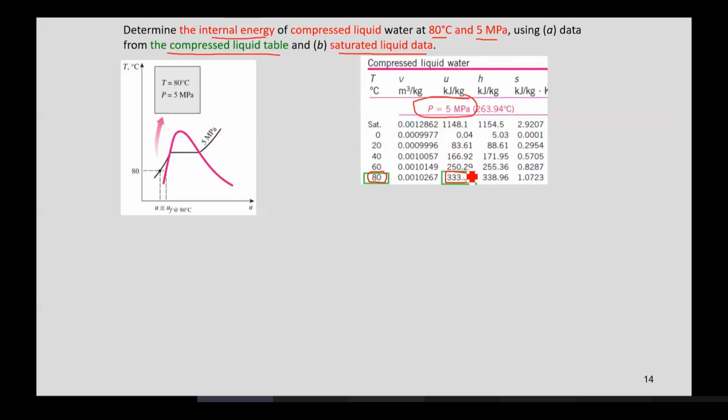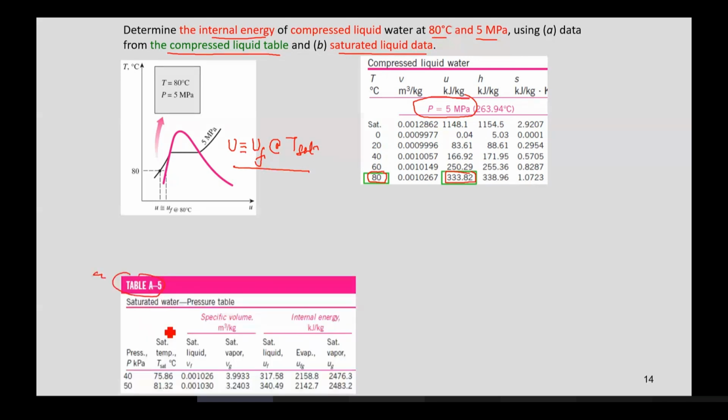Then moving on, if you have to use the approximation, now the approximation is that u is essentially approximated as uf at the saturation temperature. So your temperature is 80 degrees centigrade. You need to find out where you have 80 degrees centigrade at the saturation temperature. So you'll go to table A5 that lists down the saturation temperatures, and you see 80 degrees falls between 75 and 81, 75.86 and 81.32. So you'll use these two temperatures and the internal energy values to formulate your table.